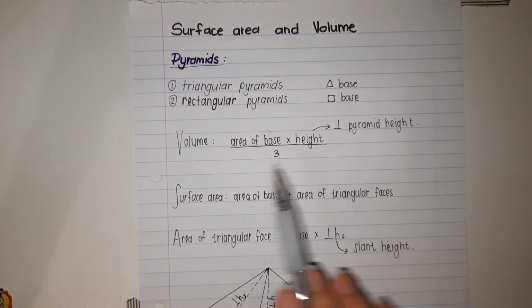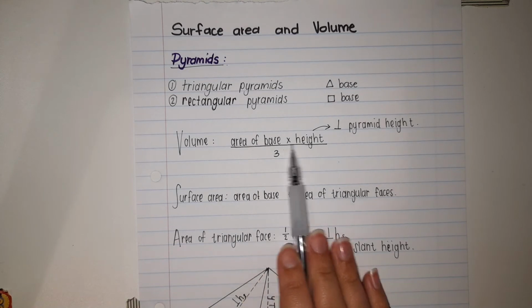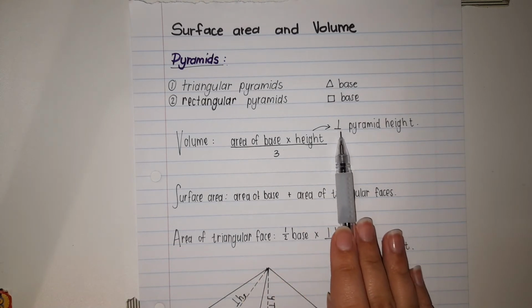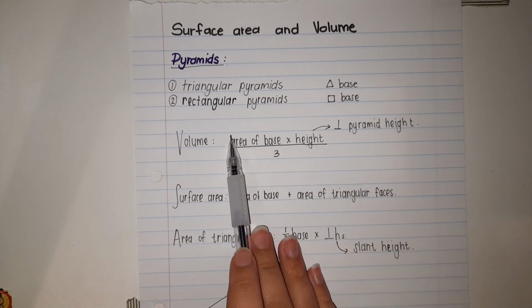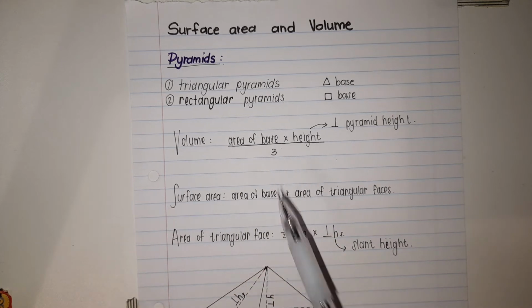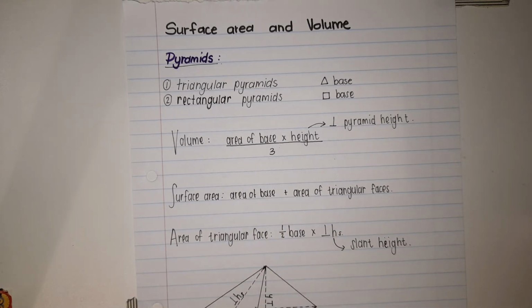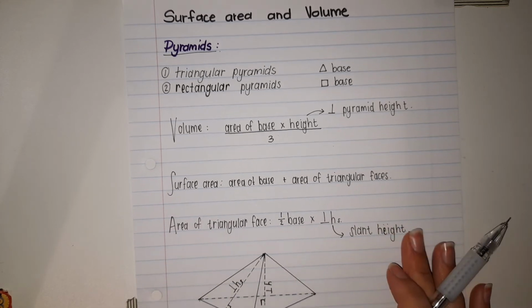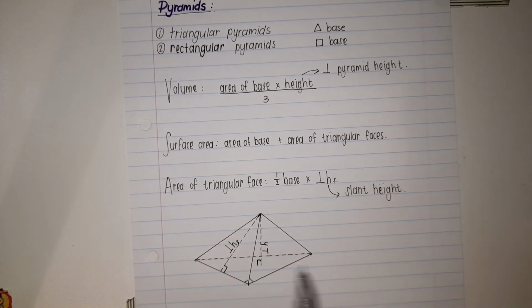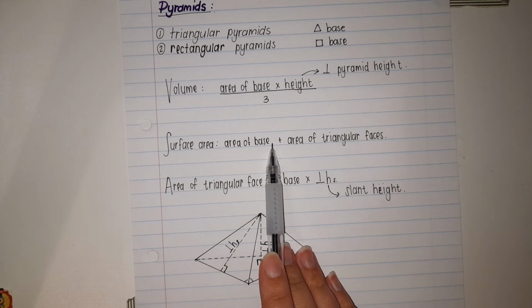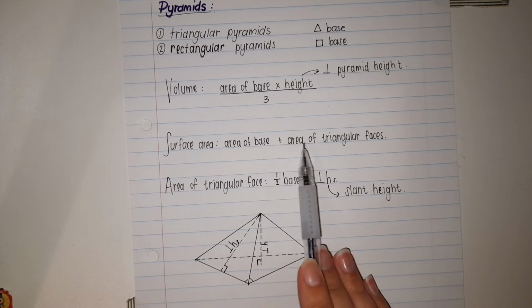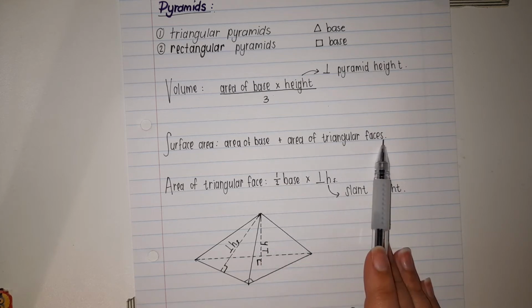So for my volume, I'm going to have the area of my base times my height, which is my perpendicular pyramid height, divided by 3. This area of my base is either going to be a triangle or a rectangle. That's the only place where we're going to have a bit of a difference. Then my surface area is the area of the base, again either a rectangle or a triangle, plus the area of my triangular faces.